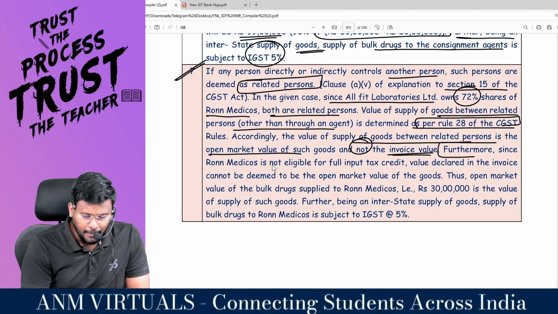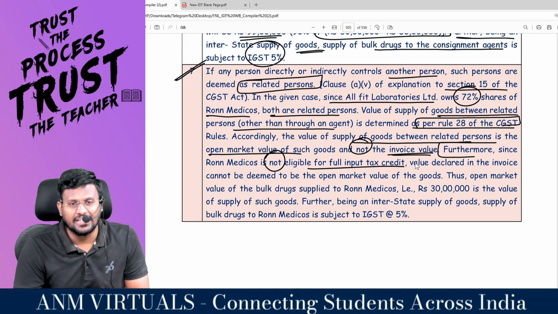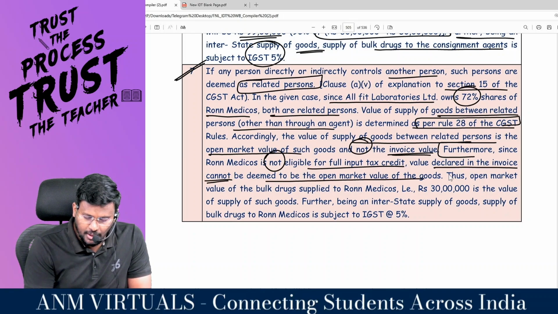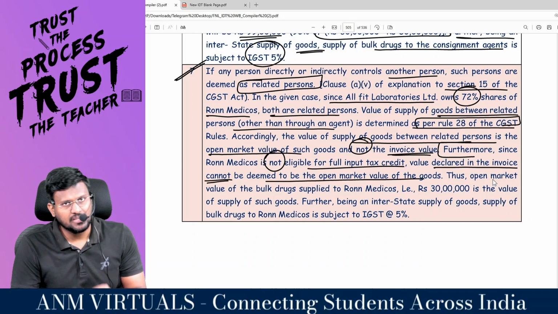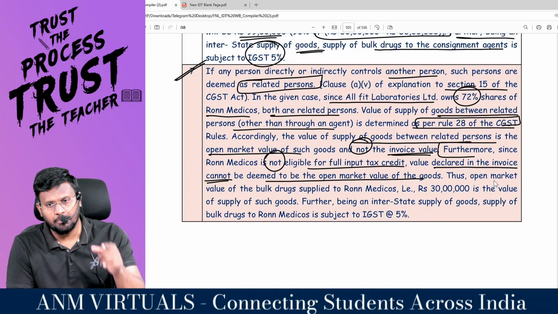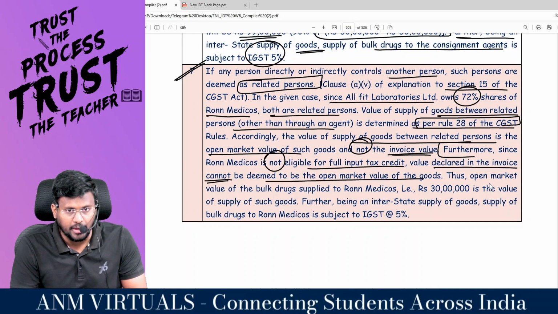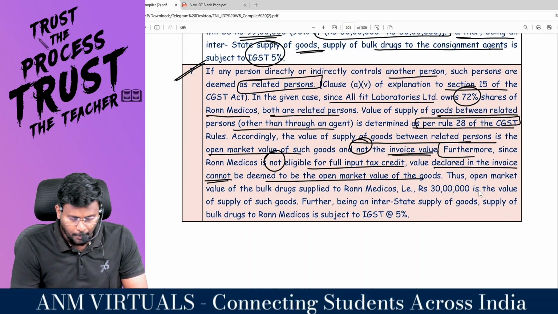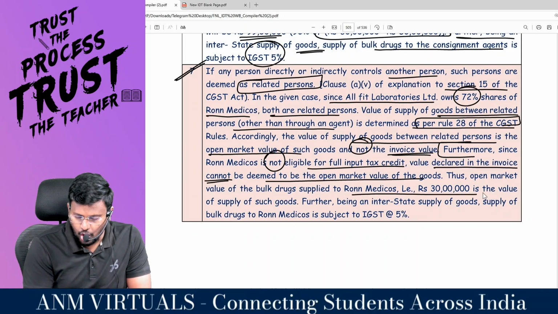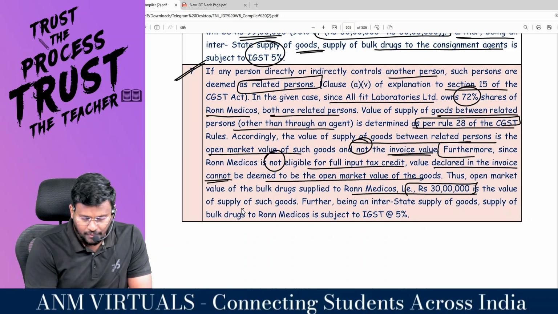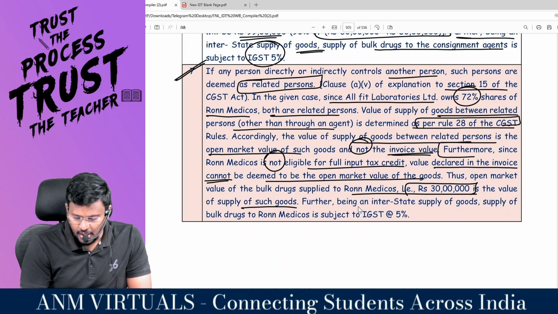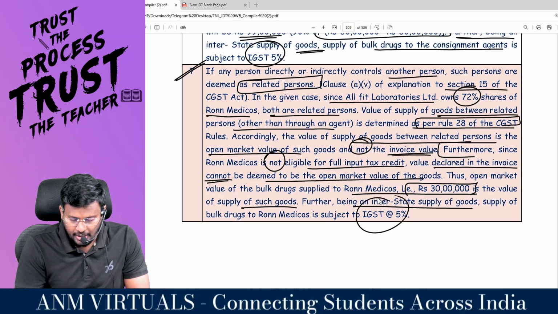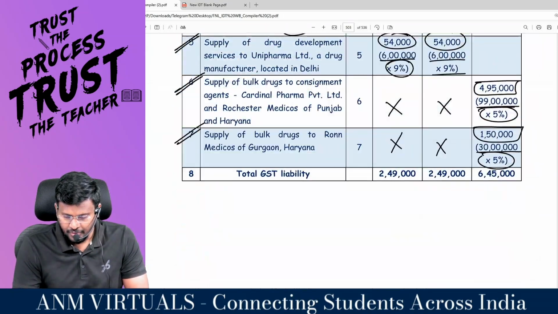Furthermore, since Ron Medicos is not eligible for what? ITC. Value declared in the invoice cannot be deemed to be the what? Market value, because you have to be very strict in valuation, because the recipient is not entitled for full ITC. So invoice value cannot be adopted as the open market value. Of bulk drugs supplied to Ron Medicos, 30 lakh is the value of supply of what? Such goods. Further, being interstate supply of goods, supply of bulk drugs to Ron Medicos is subject to IGST at 5%.